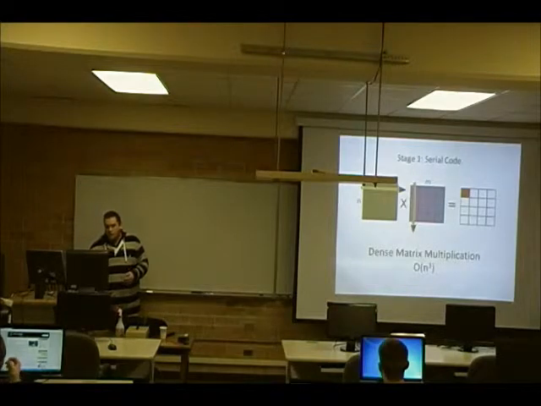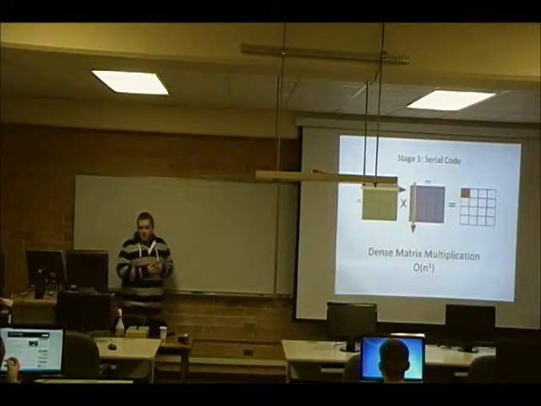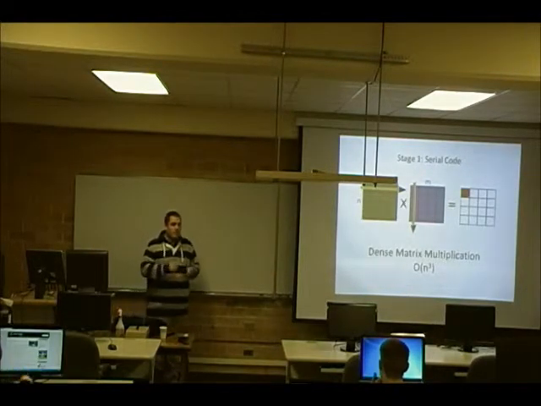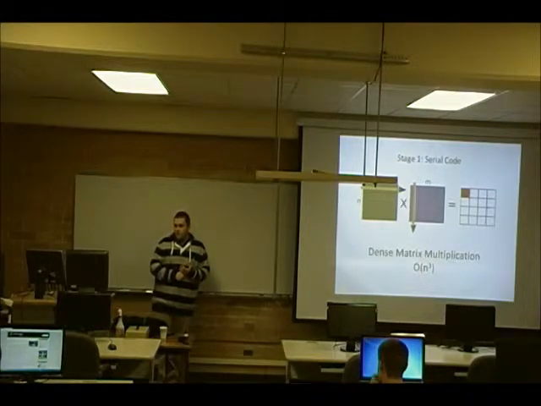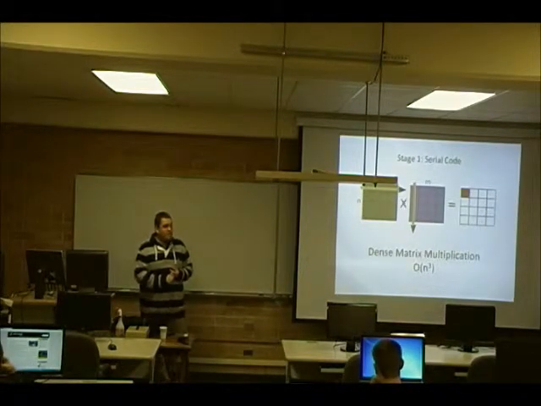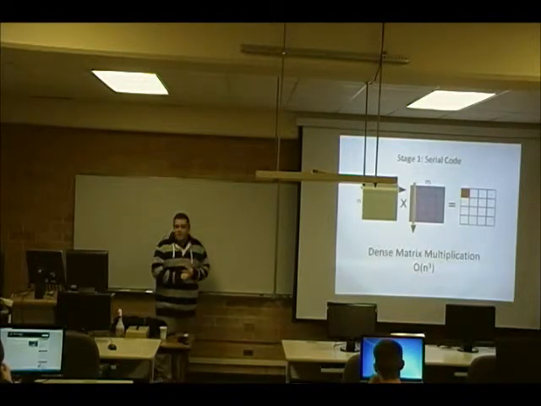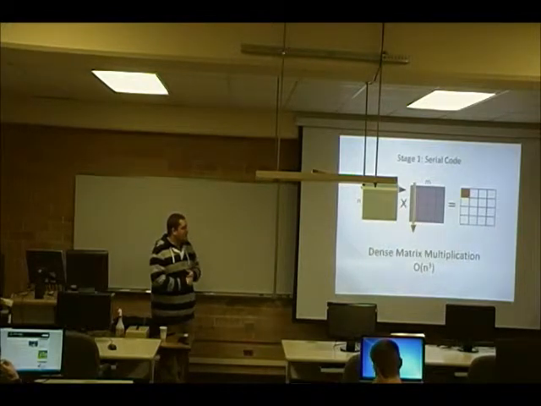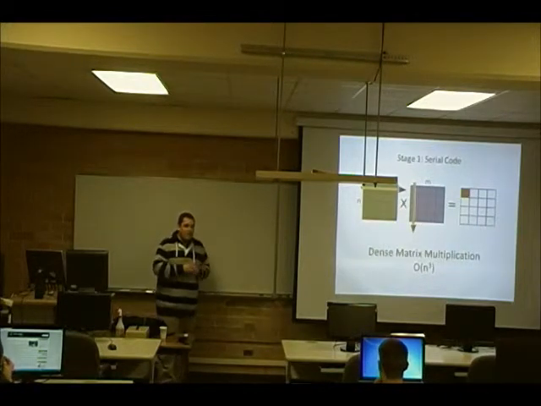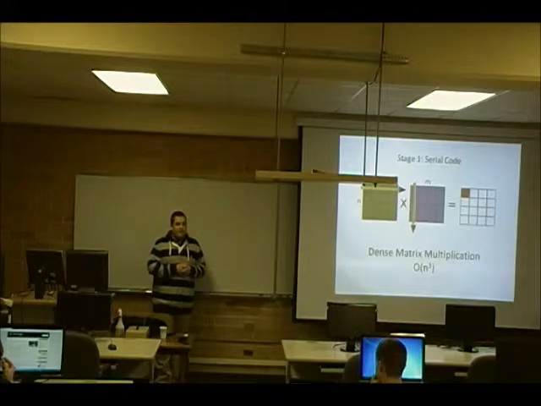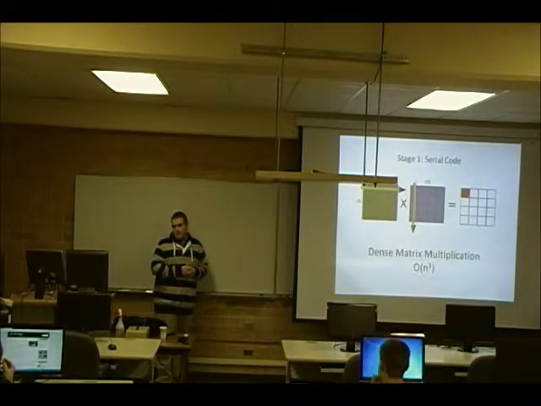All right, so starting with serial code. I choose to use dense matrix multiplication. Why? One, because it's relatively simple. Two, because it's not extremely data dependent, but there is a lot of data. And three, because, quite frankly, it's slow. It's an n-cubed algorithm, which means that for small data sets, yes, it runs very fast, but it gets very slow very fast.